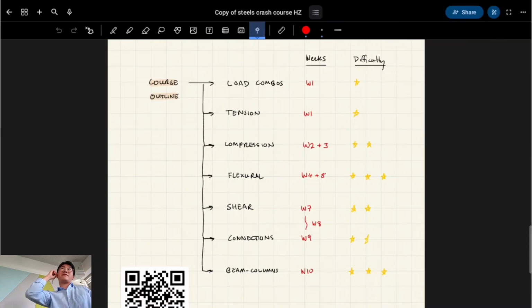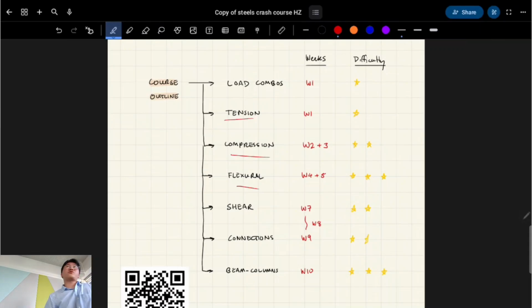Today, I won't have time to cover everything because we've only got 2 hours and this is the whole course. So I'm going to try my best to run through tension, compression, and flexural in depth the most.